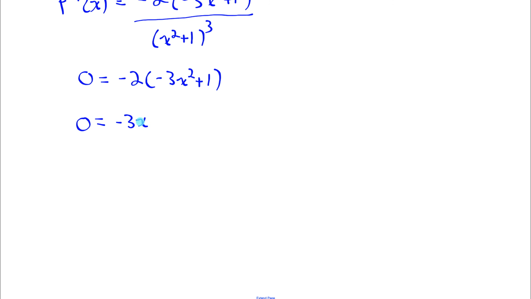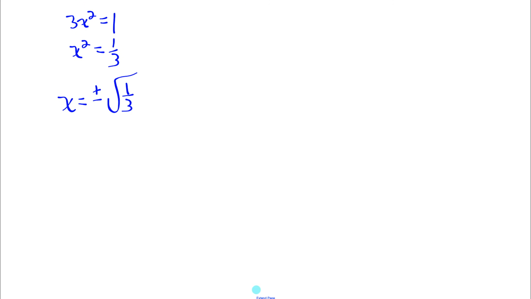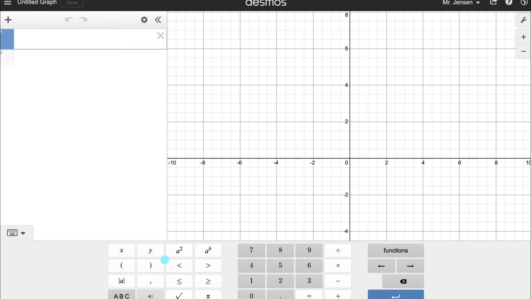It's gone. Now solve this. I'd have 3x squared equals 1. X squared equals a third. X equals plus or minus the square root of 1 over 3. And we could get approximate values for this. Approximately plus or minus.